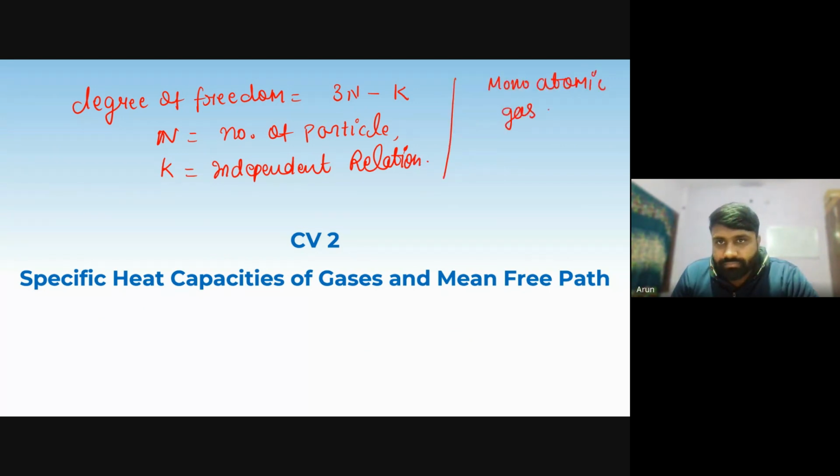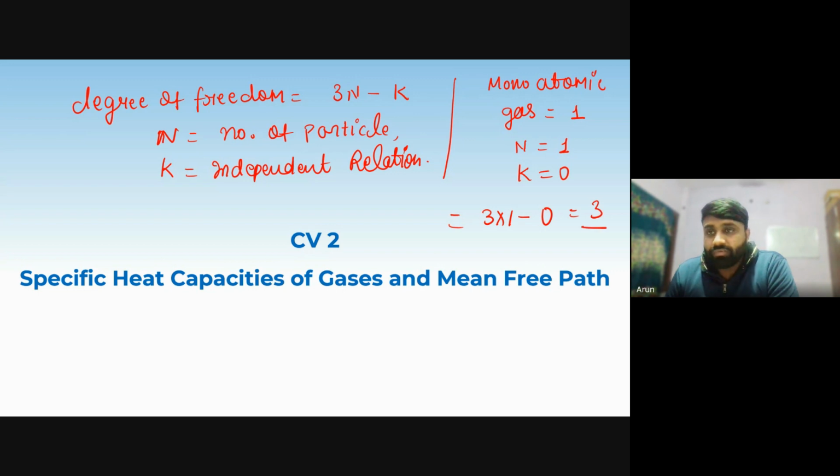Monatomic gas: what is the number of molecules? It is 1. So n is 1. This one molecule possesses zero relations, because it has no other molecule to relate with. So k here is 0. If you do 3 into 1 minus 0, it becomes 3. So we see that a monatomic gas possesses only 3 degrees of freedom, in translatory motion. If I talk about the diatomic gas, the number of particles is 2 and the relation is only 1, because these are the two particles.